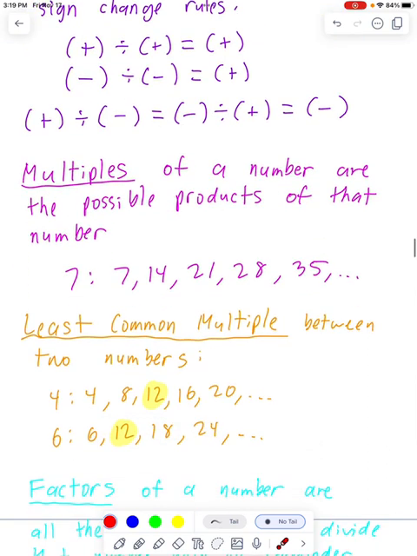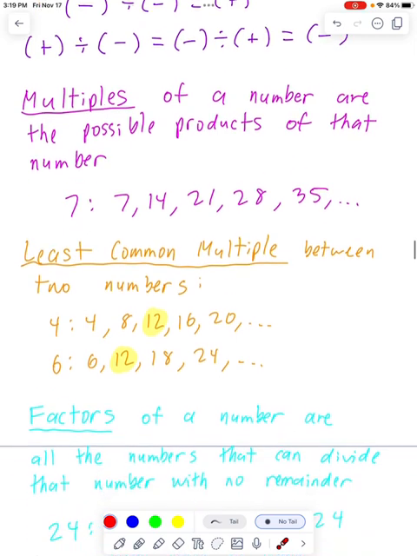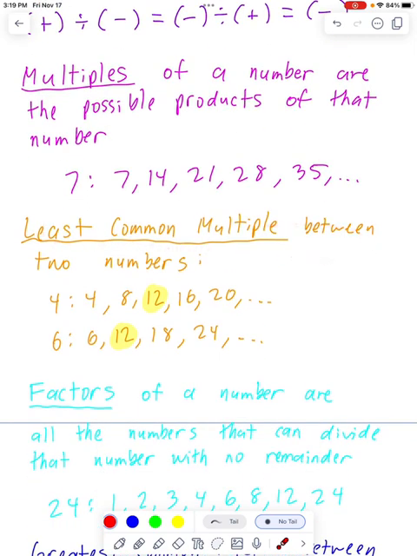Multiples of a number are the possible products of that number. So for example, these are the multiples of 7. The least common multiple between two numbers is the smallest common multiple. In this case, for 4 and 6, it is 12.